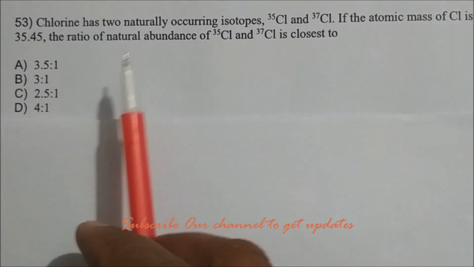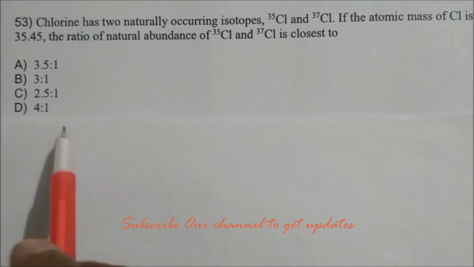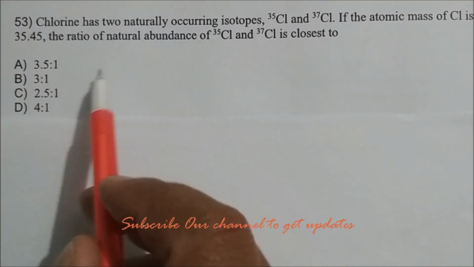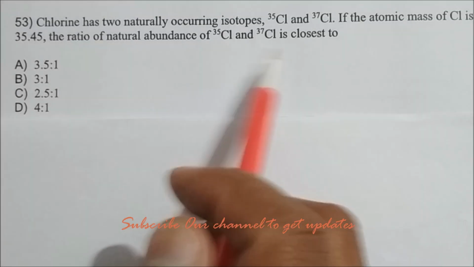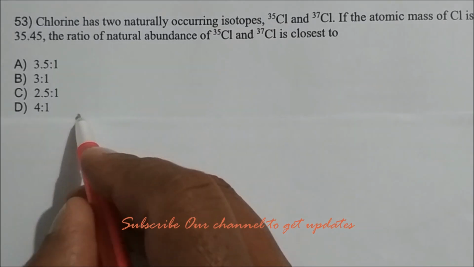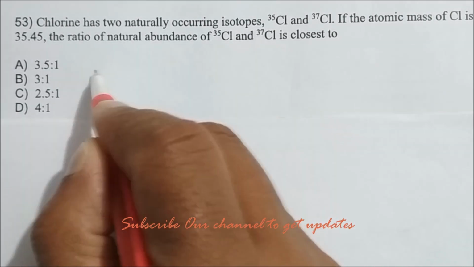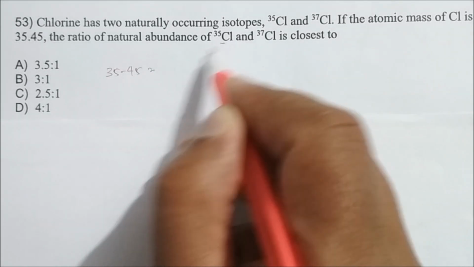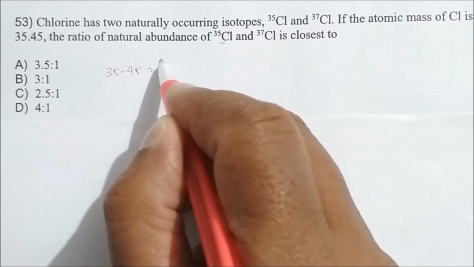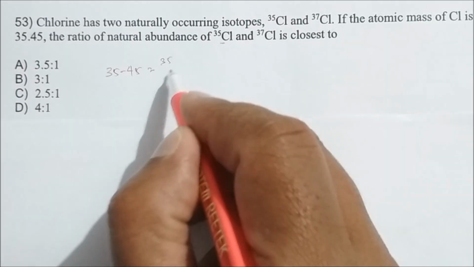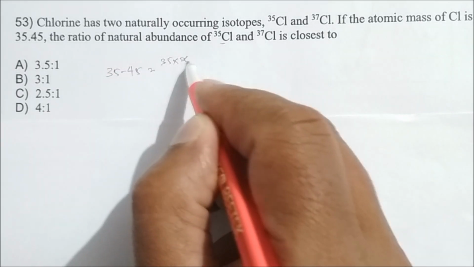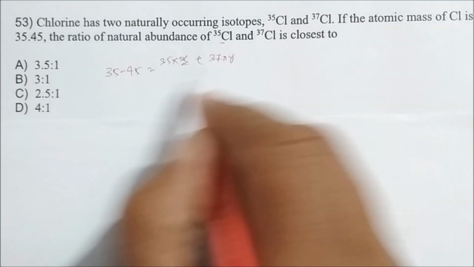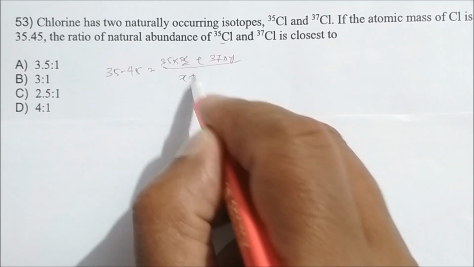Chlorine has two naturally occurring isotopes, 35 and 37, and the atomic mass of Cl is 35.45. This ratio is given. We have to find the natural abundance of 35 and 37 Cl, which is closest to this value. This is a very simple question. So we use the formula: the average is 35.45, the mass numbers are 35 and 37, and let's take the abundance of Cl-35 as X and of Cl-37 as Y, divided by X plus Y.